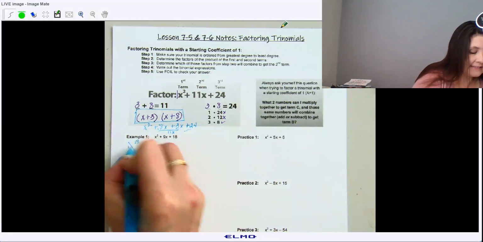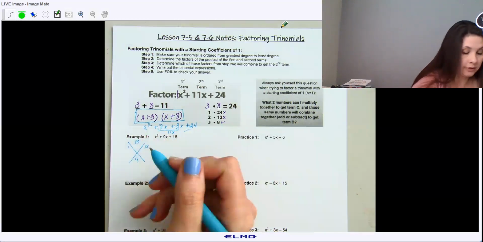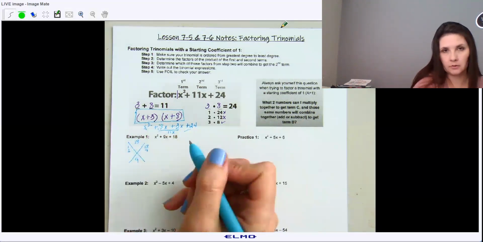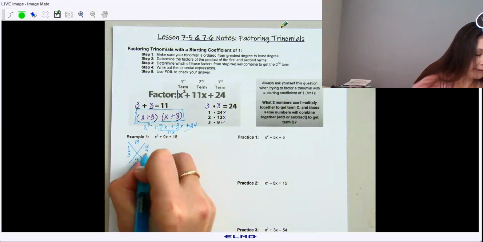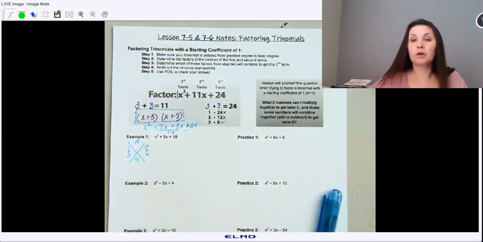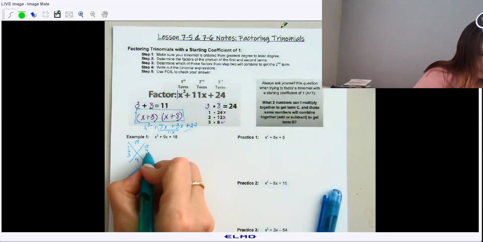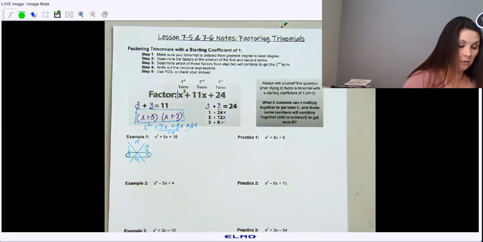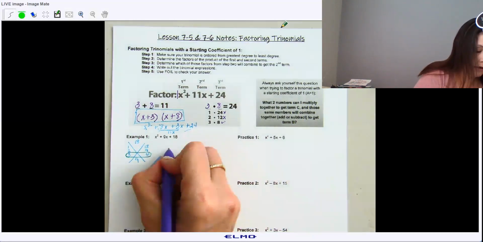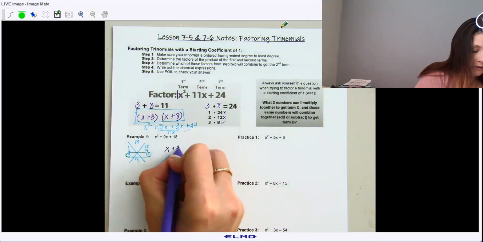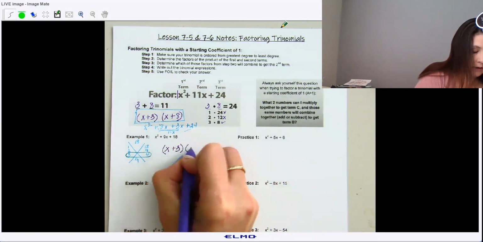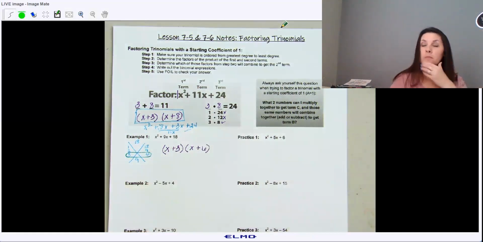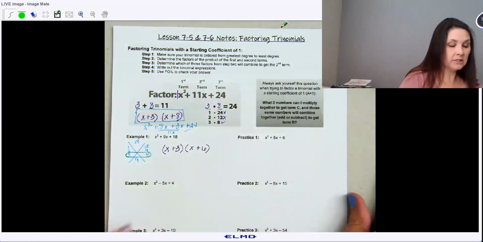So I know 1 and 18, that's not going to work. Then 2 times 9, that's not going to work. 3 times 6, there we go. That is going to work. So I will be using the factors of 3 and 6 here. I will write them out as x plus 3, x plus 6.